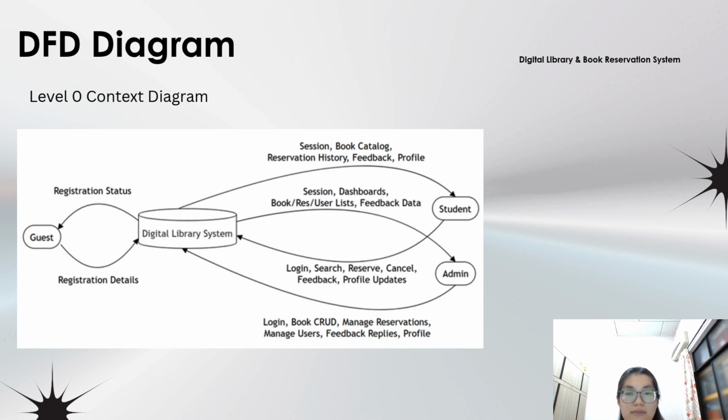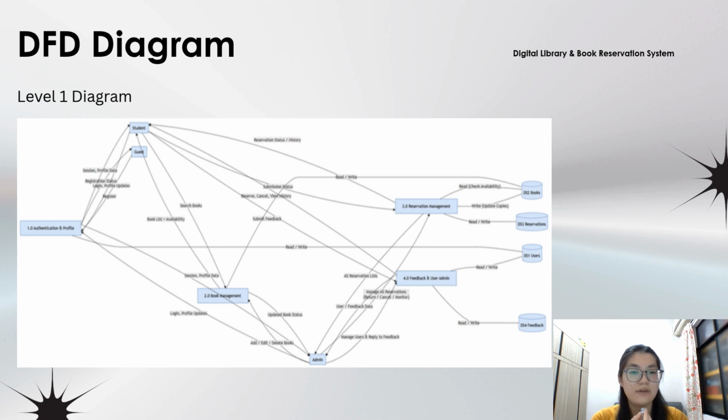The level 1 diagram expands the system into four main processes: authentication and profile, book management, reservation management, as well as feedback and user administration. It also includes four data stores: users, book, reservation, and feedback. These processes interact with the data stores to read, update, and manage system information. Overall, the diagram illustrates how data flows between users, processes, and the database to support the system functions.